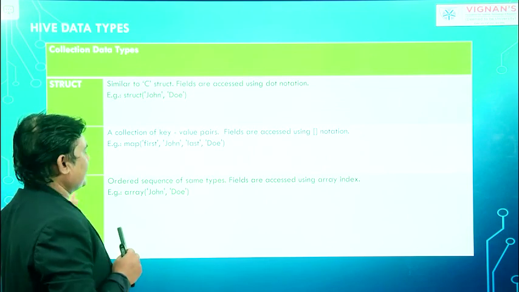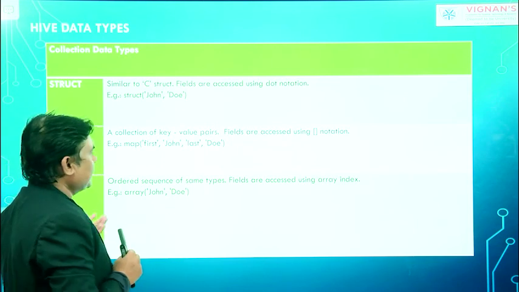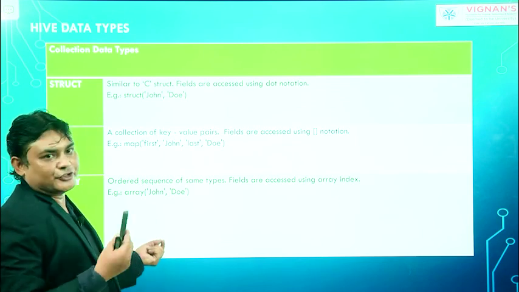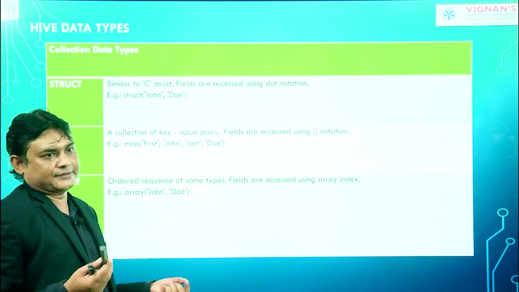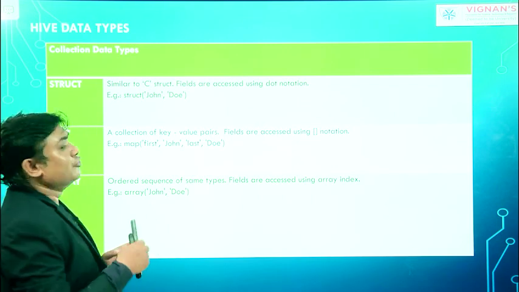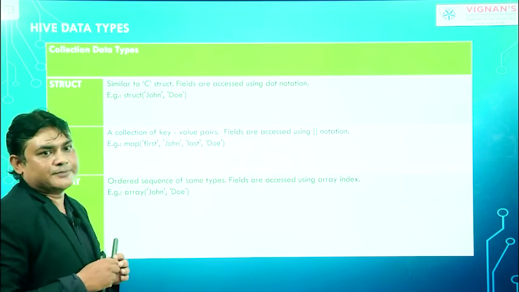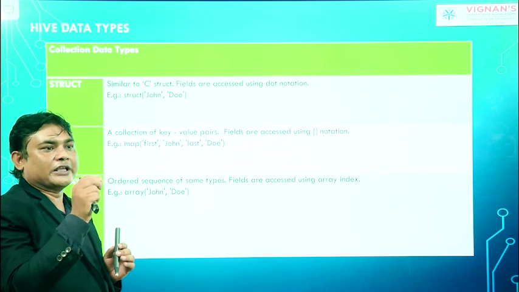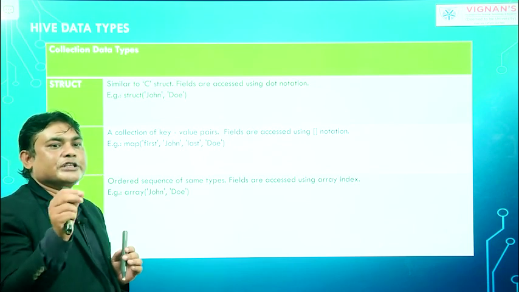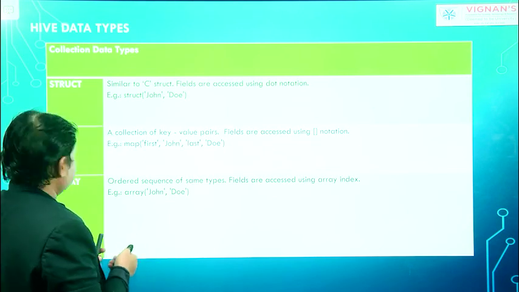We have array. It's array because it is accessed with the same data type. If you have the same data types, you can use the array and it follows indexing, right? Suppose an array is given: John has index 0 and Doe has index 1. So just like an array, we can use it as a complex data type. Also we have one data type called union. Union can be used in Hive because if you are going to store different types of data in one column, at that time you can use the union data type. So these are called Hive data types.